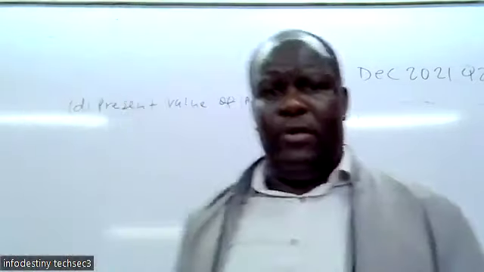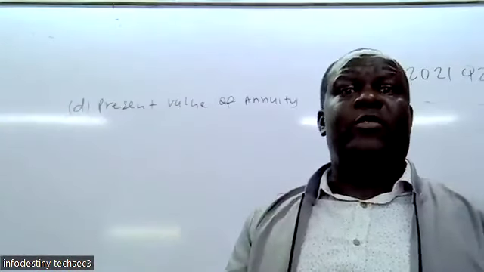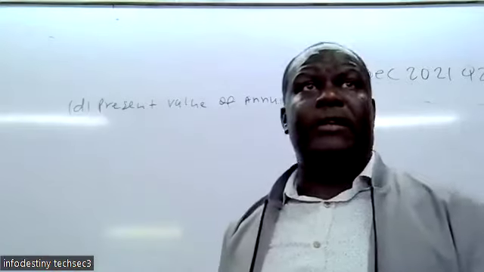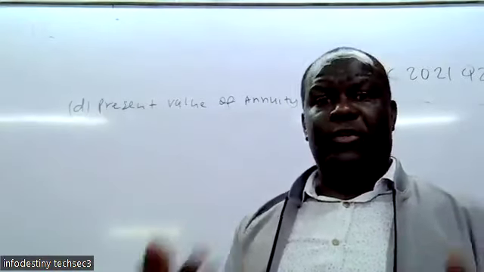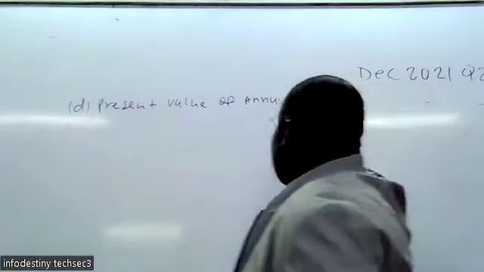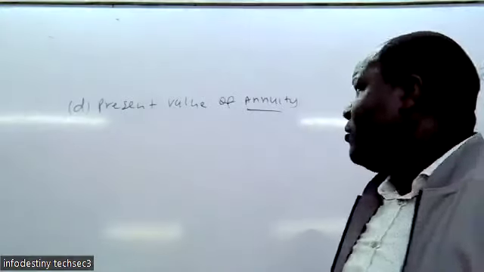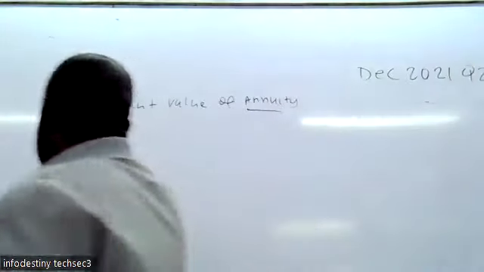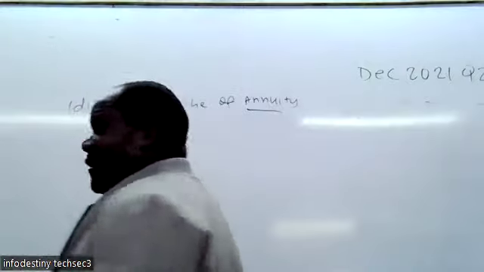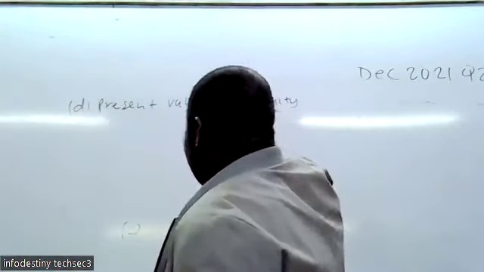Then we had also said that there were two types of annuity: the ordinary annuity, where cash flows occur at the end, or the annuity due, where they occur at the beginning. We shall not go into detail because it is already in your notes. When you go to B, we discussed the future value for the annuity.